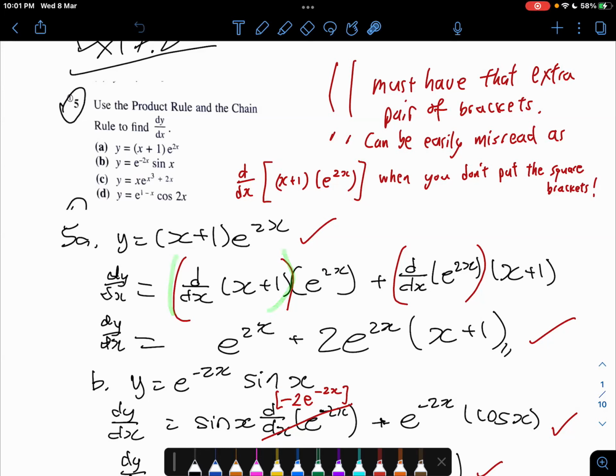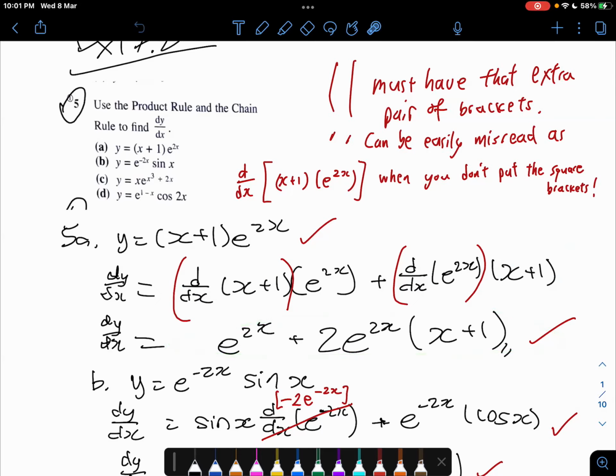If not, you just immediately differentiate x plus 1, which is just 1, or differentiate e power 2x, which is 2e power 2x, then times x plus 1. Then that won't have any confusion. You write down the final answer straight away.